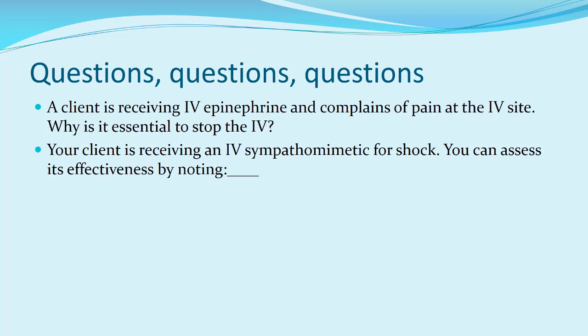Next question. Your client is receiving an IV sympathomimetic. Sympathomimetic is the term we use for medications that mimic the sympathetic nervous system response. So if your client is receiving an IV sympathomimetic for shock, how do you assess its effectiveness? What changes in vital signs might you see? Now it's time to move on to the next slide.